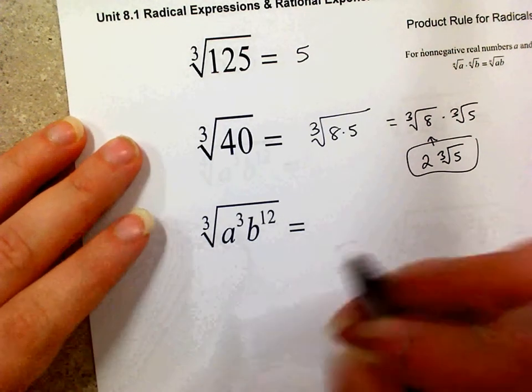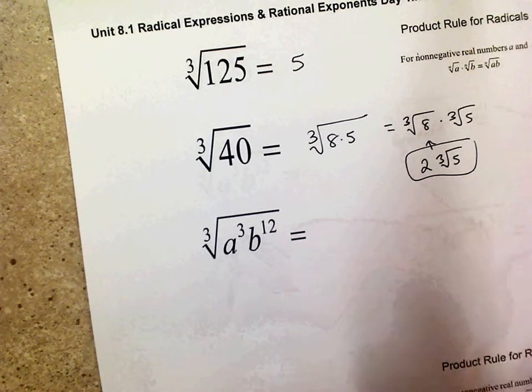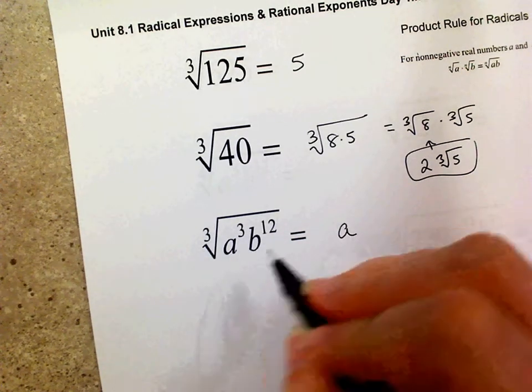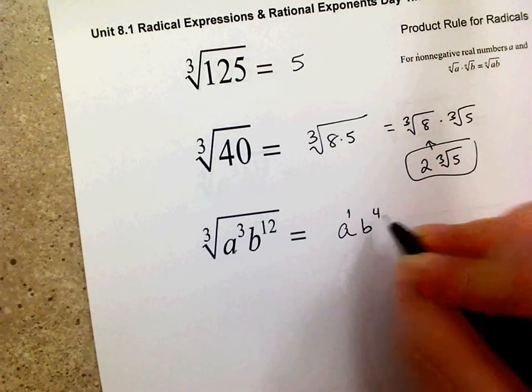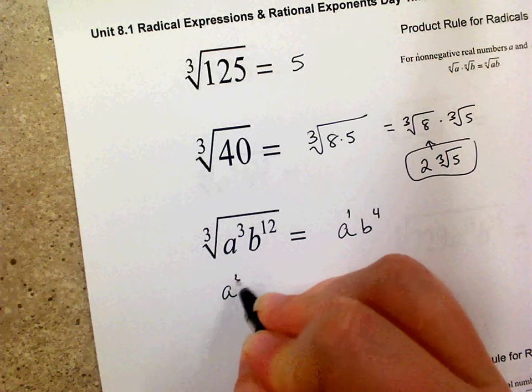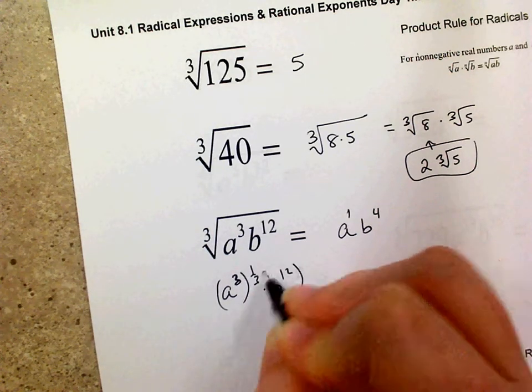Okay, and then this one. Well, 3 does go into 3 how many times? Once. So that's just a to the 1st. 3 goes into 12 4 times. So there we go. Because you could think of it as a to the 3rd to the 1/3 times b to the 12th to the 1/3.